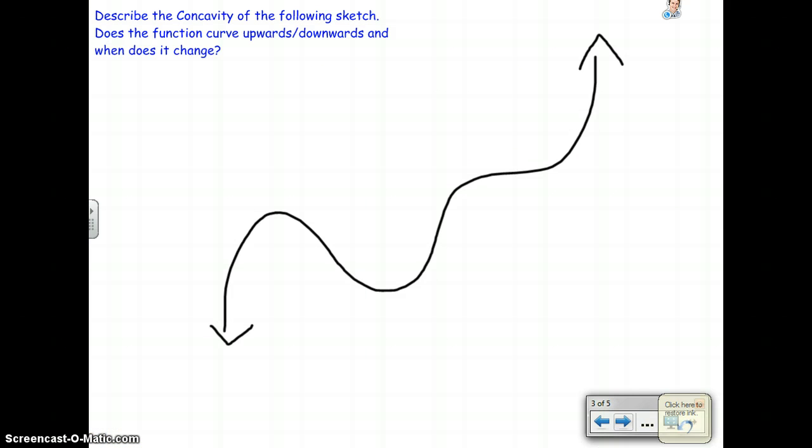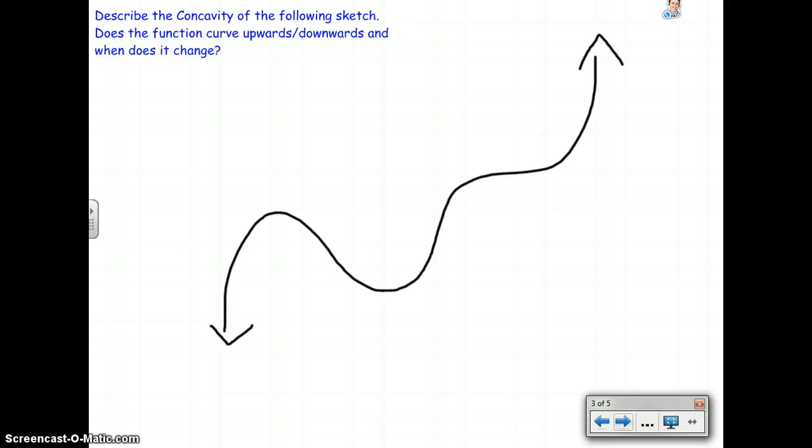And let's just take a look at a random curve. So this is some function f of x. Describe the concavity of the following sketch: does the function curve upwards, downwards, and when does it change? So again, we're not looking at where it's necessarily increasing or decreasing, because that was our first derivative. So now we're looking at, is the curve actually concave down? So is it curved downwards or is it curved upwards? Does it open up or open down?